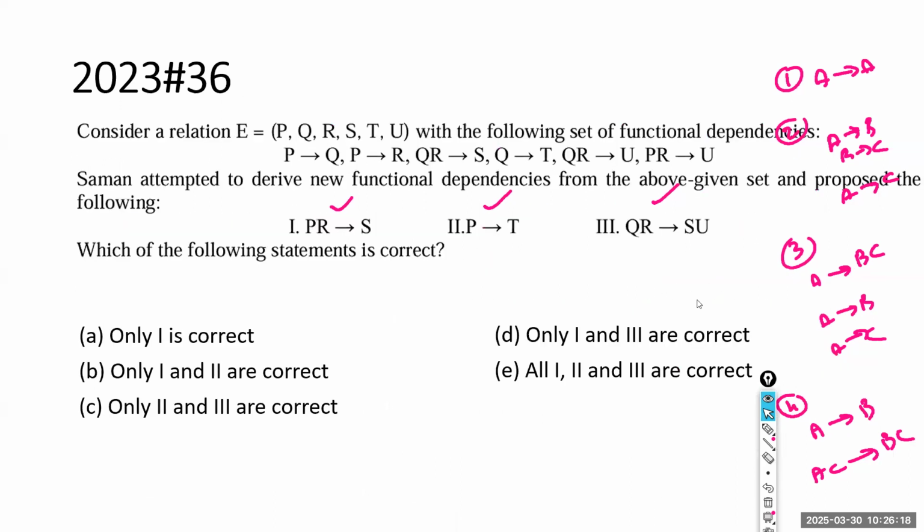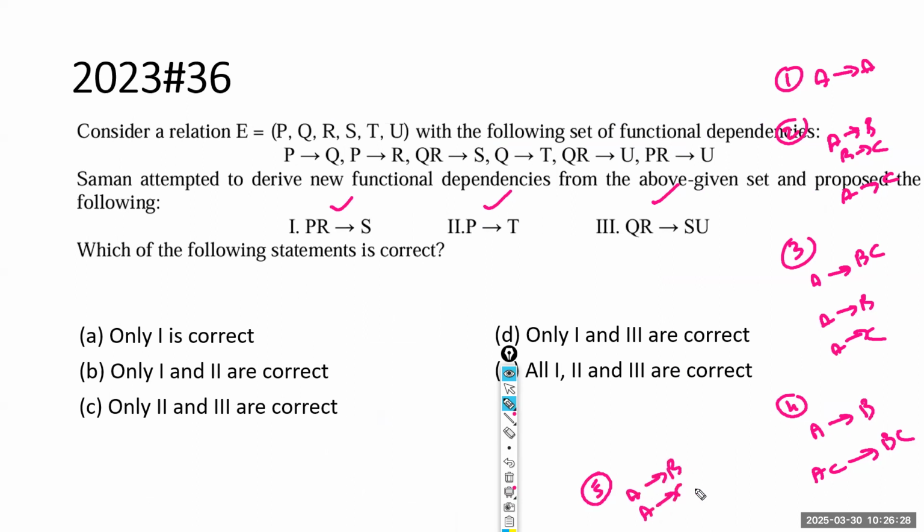So that means if A determines B and A determines C, A determines BC. If A determines BC, A determines B and A determines C. If A determines B and A determines C, we can say A determines BC.